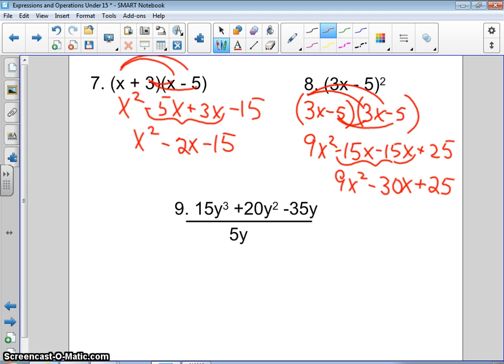And our last problem is a division problem. We're going to divide each of the terms on the top by the 5y. So it's really like 3 division problems in one. 15 divided by 5 is 3, and y cubed divided by y to the first is y squared. So there's your first answer. We got a plus in between. Now we'll do 20 divided by 5 is 4, and y squared divided by y is y. There's our second one. We got a minus sign. 35 divided by 5 is 7, and y divided by y cancels out.